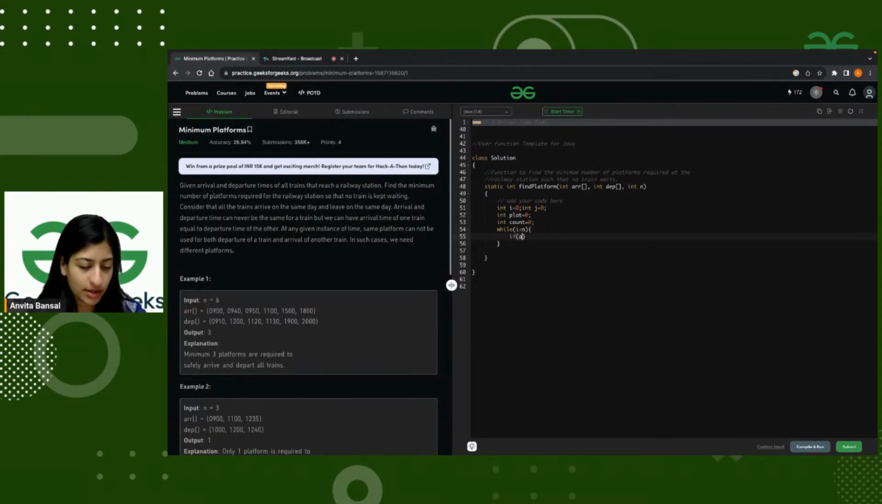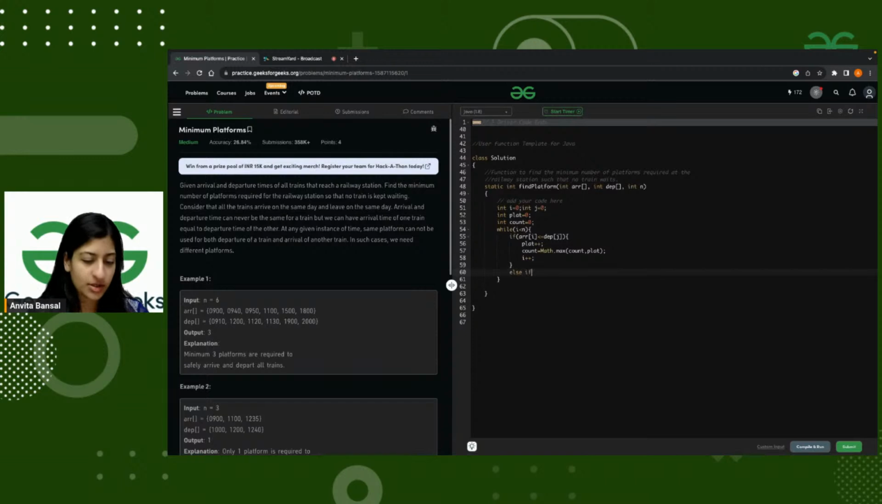So if arr of i is less than or equal to departure of j, that means a platform is getting used. So platform plus plus, and also simultaneously store your maximum in count. Count will be Math.max of count, comma platforms, right? And then increment your i index and do the comparison with the j wherever it is.